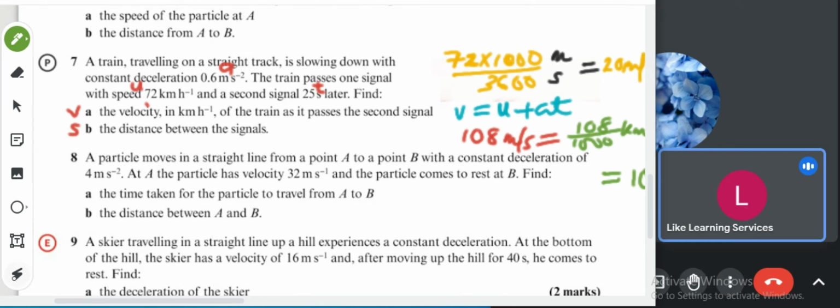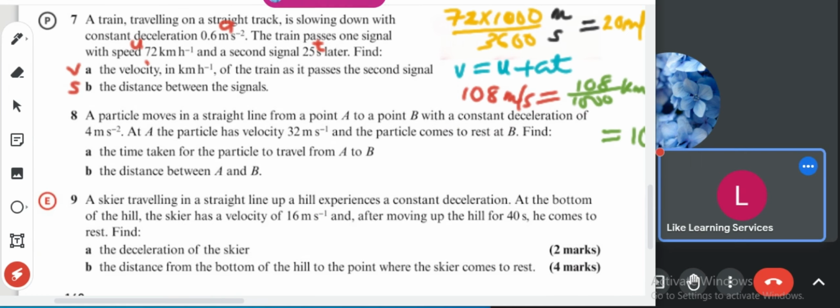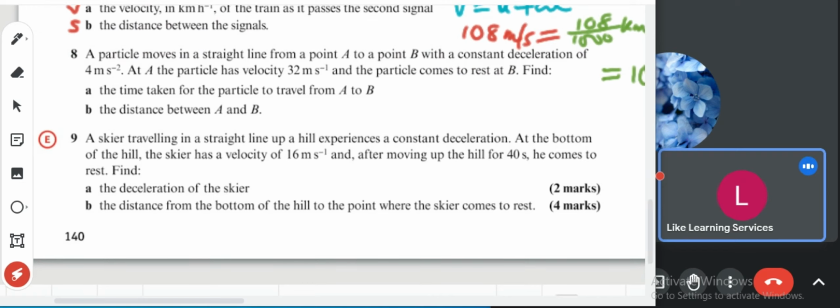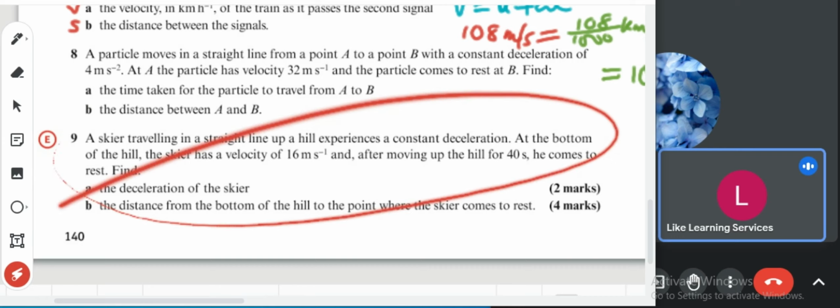So assuming we got this, please can we move forward? The distance, you know the formula you can apply. Let's look for something. Let's see this E. Are you ready for it?